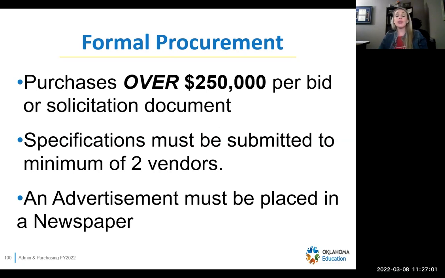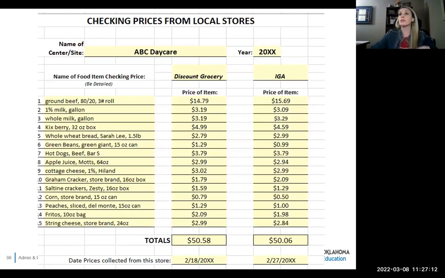Now, okay, formal procurement is anything over $250,000. You have to have specifications. That's what you send out to the vendors, telling them what you want to purchase. Like what you just saw, what I did on this form, this is specifications. It's telling them exactly what I want to purchase. You're not supposed to put a brand name on there though. You can put just Saltine 16-ounce box.